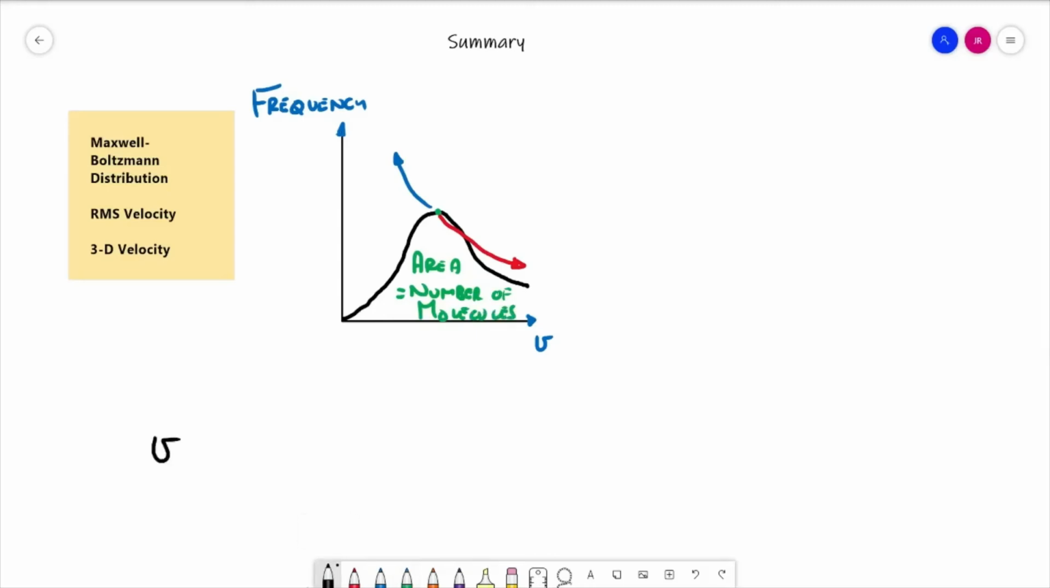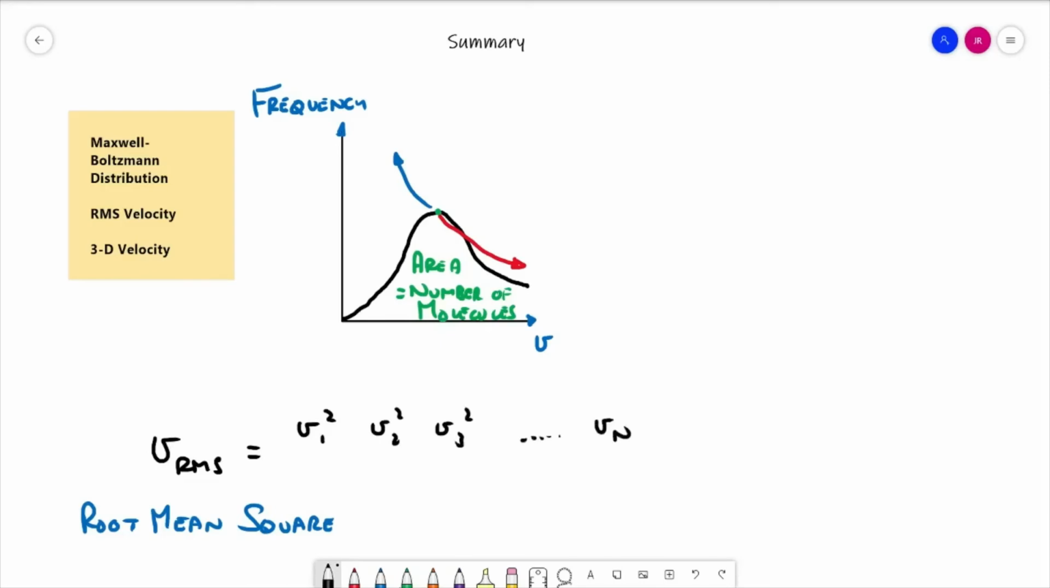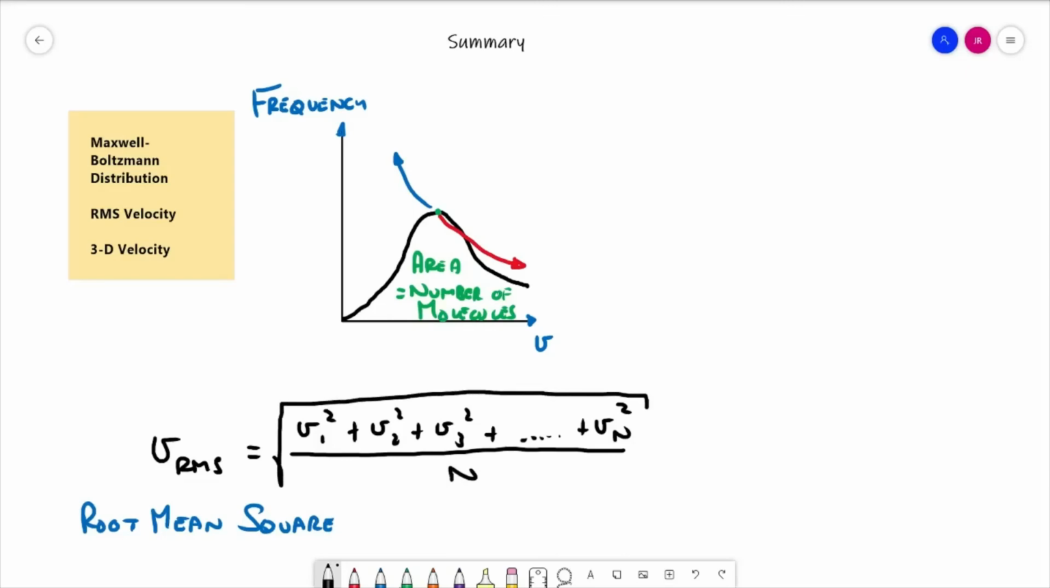Secondly then, we looked at the RMS velocity, and remember that RMS stands for root mean square. In order to calculate root mean square, we just work backwards through those words. So firstly, we square everything up to however many we've got. Then we take the mean, so we add them all together and divide by however many we've got. And then we take, finally, the square root.